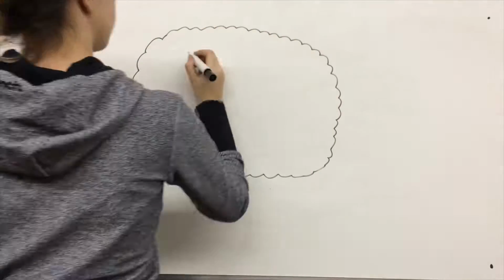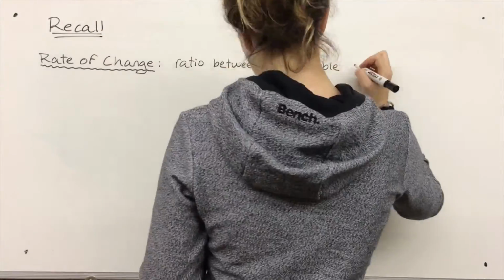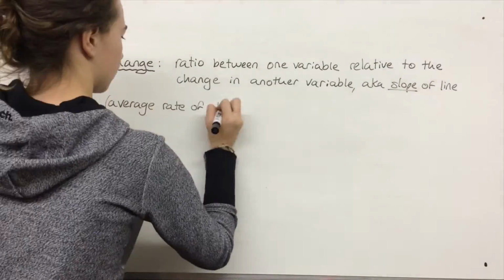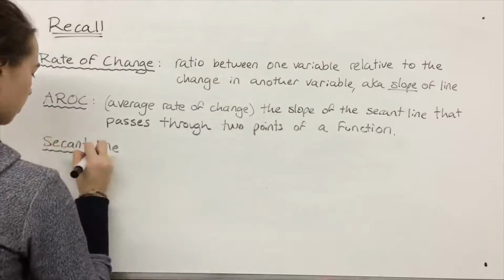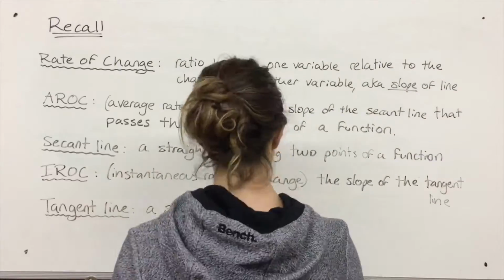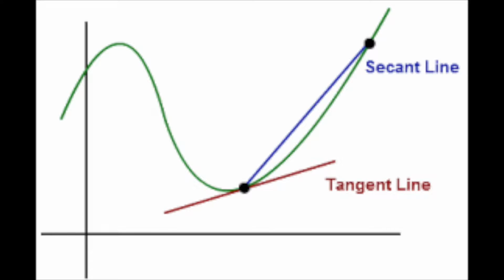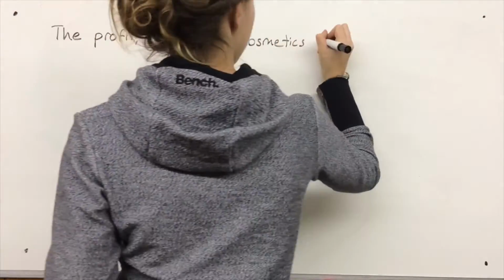So before we begin, we need to recall some background information. Rate of change is the ratio between the y and x variables, aka the slope. AROC is the slope of the secant, which is a straight line connecting 2 points of a function. IROC is the slope of the tangent, which is a straight line touching only 1 point of a function. That being said, let's look back at the question.